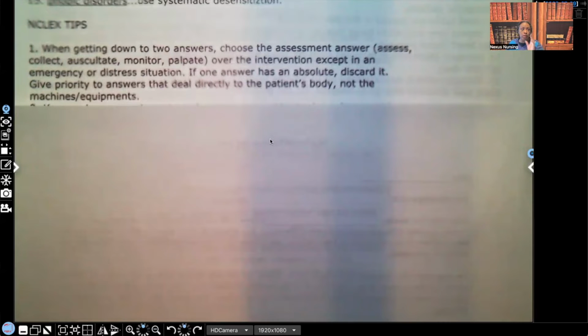Right? So a simple example would be a patient that is having difficulty breathing. You walk in the room, you see that they're having difficulty breathing because you see them using their accessory muscles. You see the nasal flaring. You see that their O2 sat is only at 91%. So at that point, are you going to be trying to do more assessment?